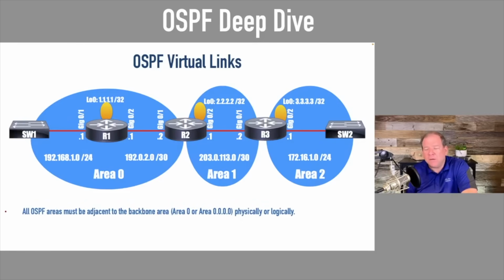We've got area 1 attached to area 2, and area 2 is not attached to area 0. That breaks the rules. That's not valid. We will not see a lot of those area 2 networks show up in area 0 if we do that. How do we fix it?